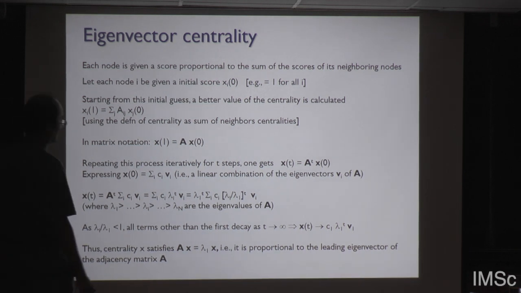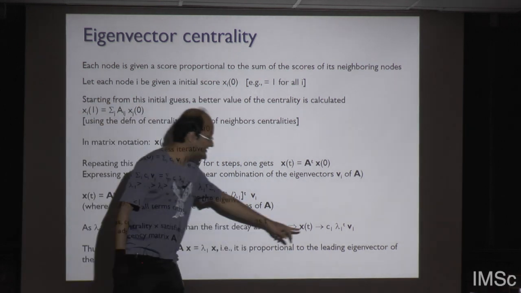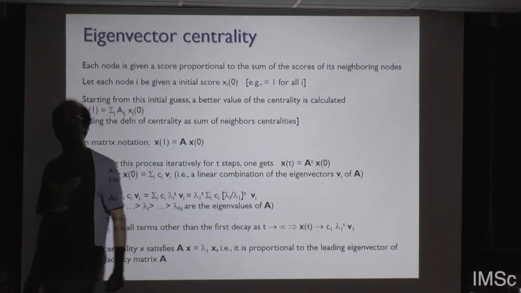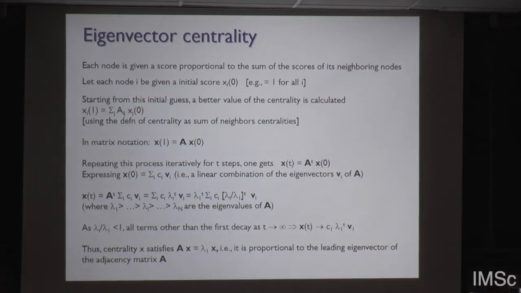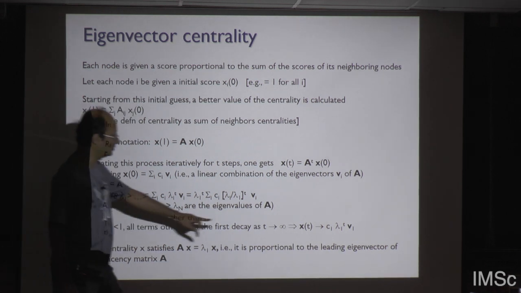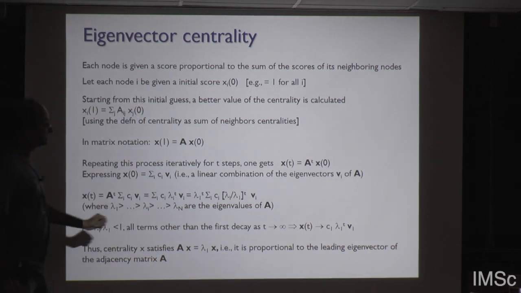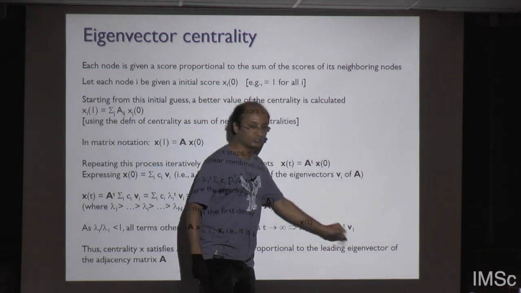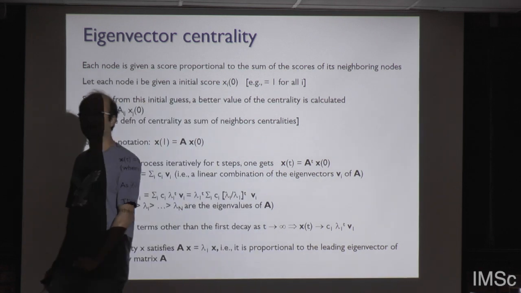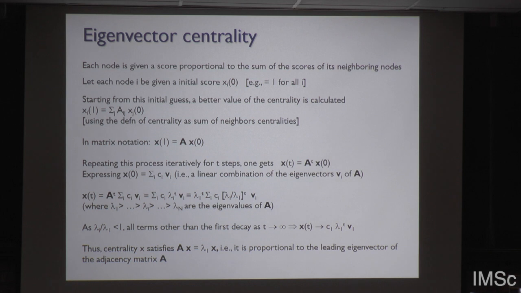And so, as t tends to infinity, I'm guaranteed that the only term which survives is just the leading term, corresponding to the largest eigenvalue. So now, essentially, what is my importance vector? It's nothing but proportional to the eigenvector corresponding to the largest eigenvalue of the adjacency matrix.